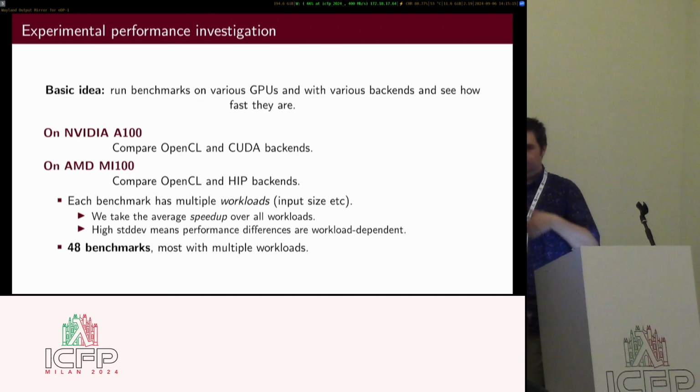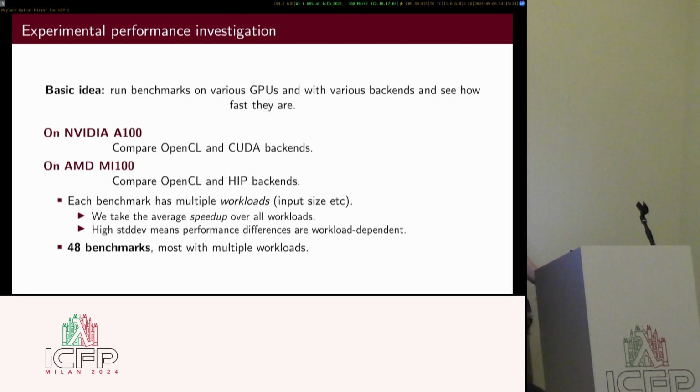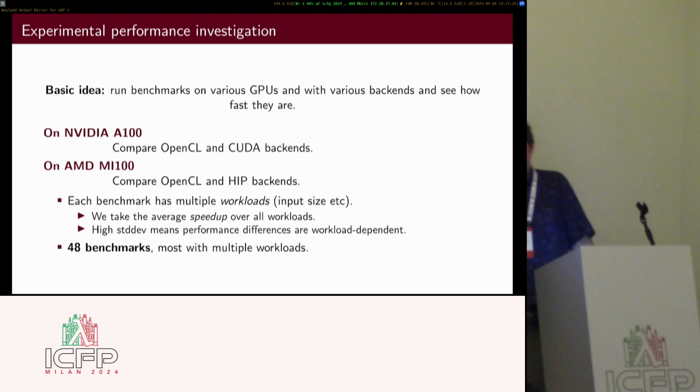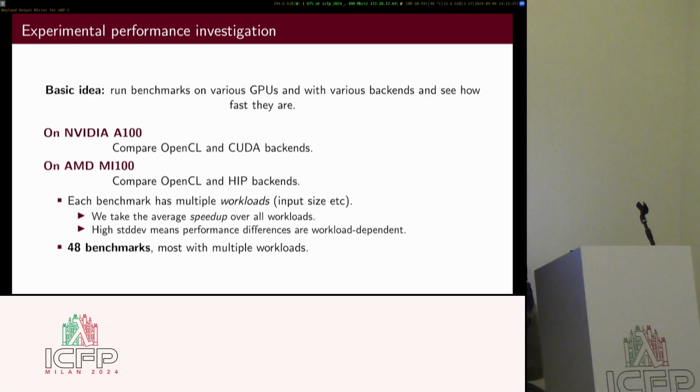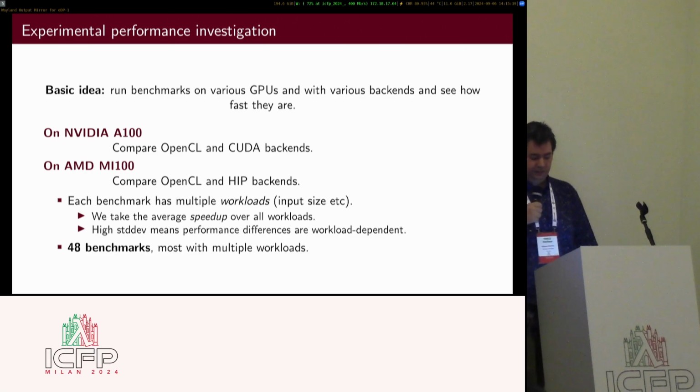Okay, so then the question becomes, is there any performance difference? They do the same thing. We can run them on the same hardware, at least to some extent. So is there any difference at all? So the idea here is that we just take the same Futhark programs, compile them with the various backends, and then see how they stack up against each other on the same hardware. Specifically, I've run this on an NVIDIA A100, where I have compiled with the OpenCL and CUDA backends, and on an AMD MI100, where I have compared OpenCL and HIP.